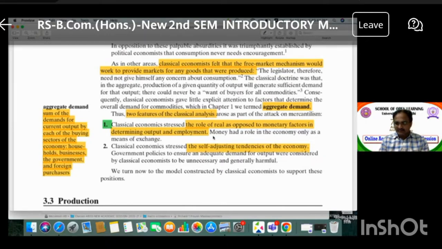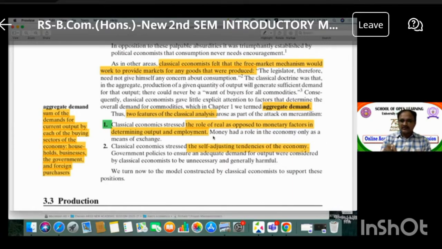What are the monetary factors? Money, capital, organization, and the remaining factors are the monetary factors. Monetary factors means the money-related factors. Money-related factors are not in the classical economists' view; they are in the Keynesian theory's factors section. The other factors, capital, organization and so on, come there. Only one factor, that is labor, determines the entire output and employment. That is the first assumption.